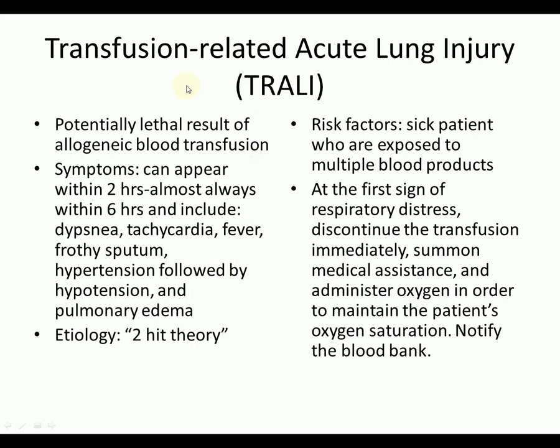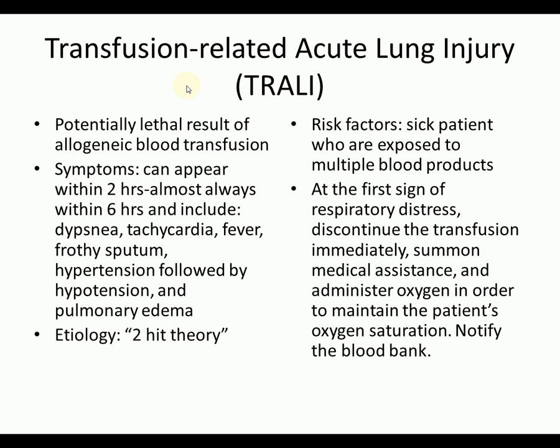Transfusion-related acute lung injury is one of your potentially lethal results from an allogenic blood transfusion. Symptoms can appear within 2 hours and almost always within 6 hours and include dyspnea, tachycardia, fever, frothy sputum, hypertension, followed by hypotension, and pulmonary edema. The etiology is the two-hit theory. Okay?